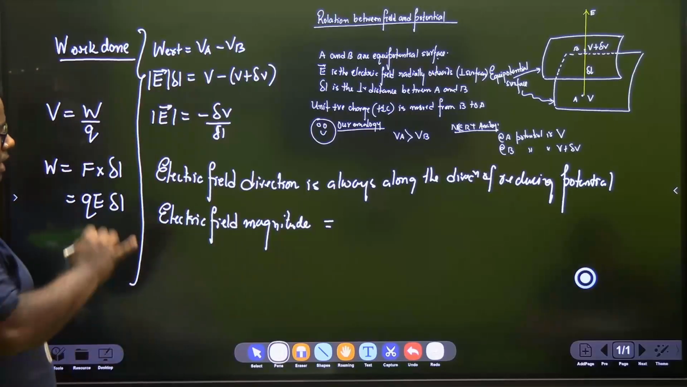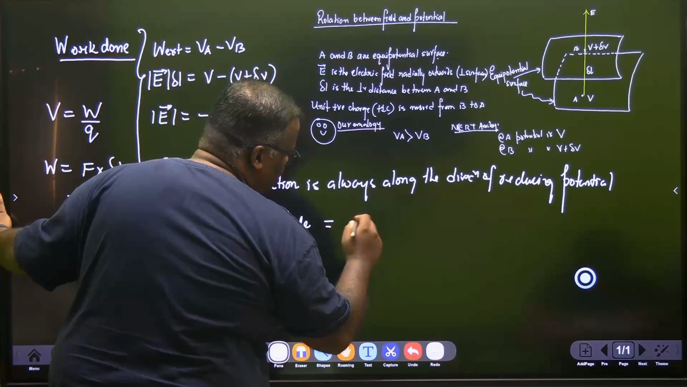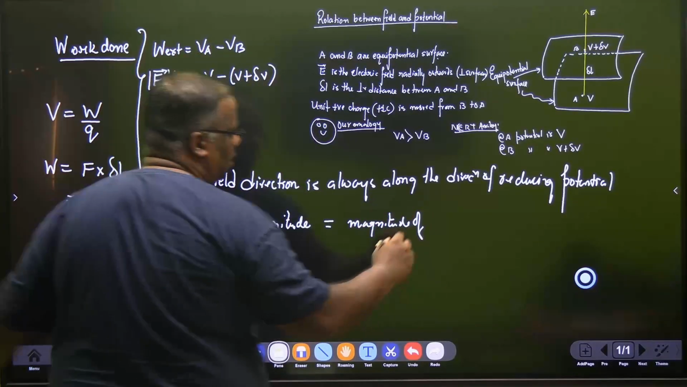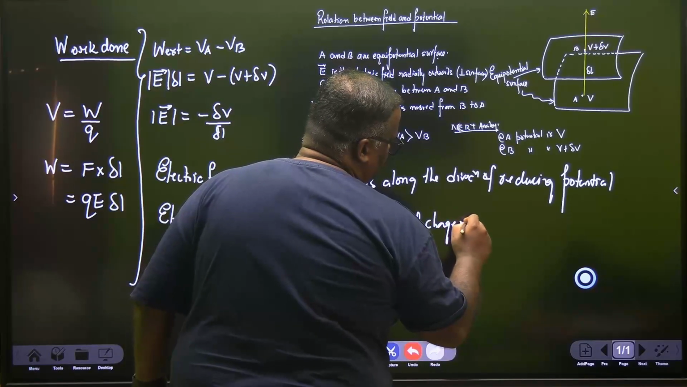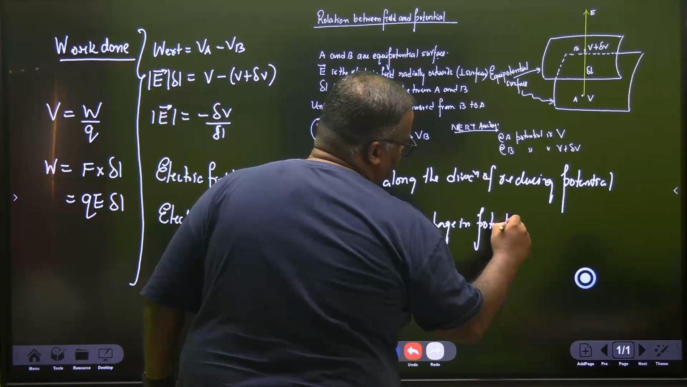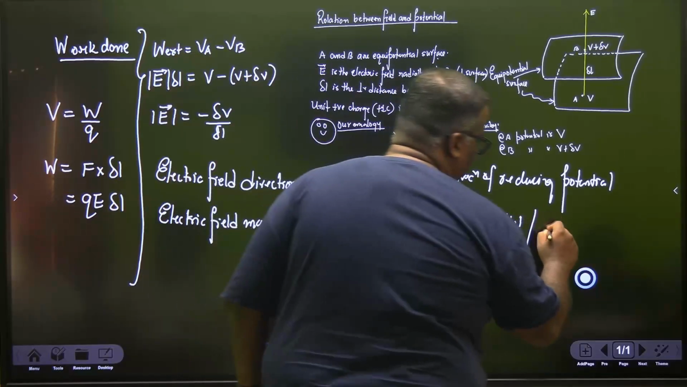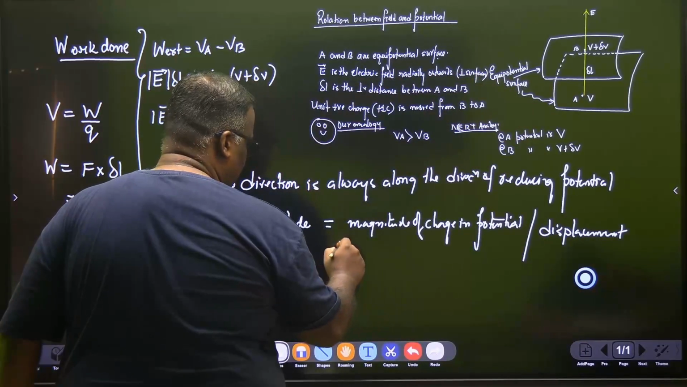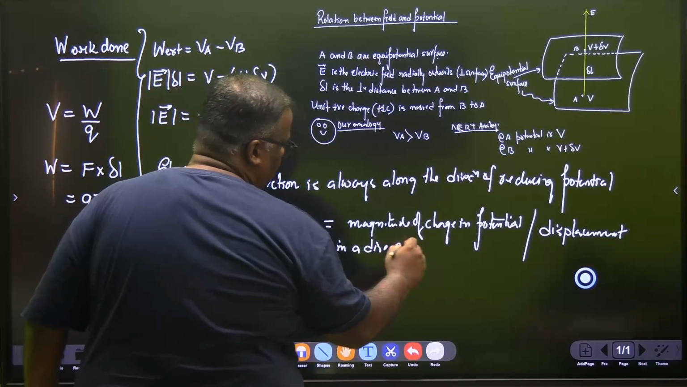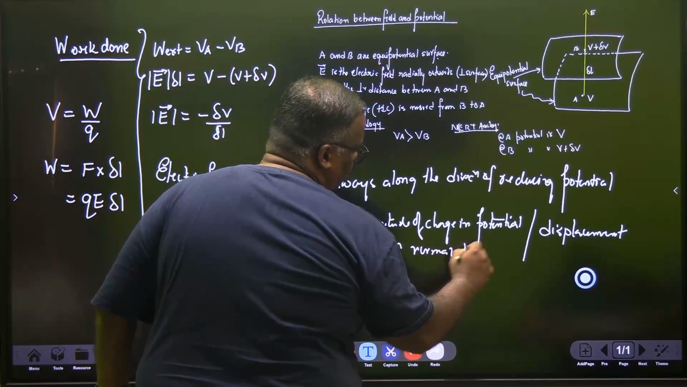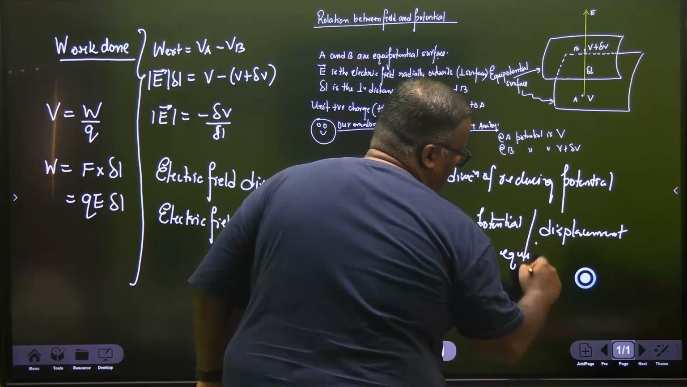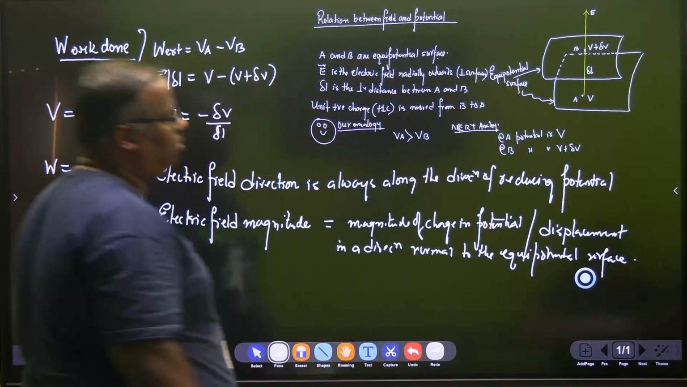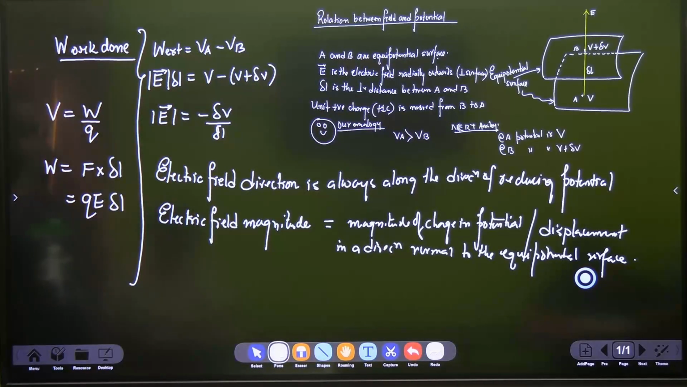So when you define electric field magnitude, we define it as the magnitude of change in potential per unit displacement in a direction normal to the equipotential surface. Software is causing some problem, okay? Equipotential surface. Try to understand once again, right from the start.